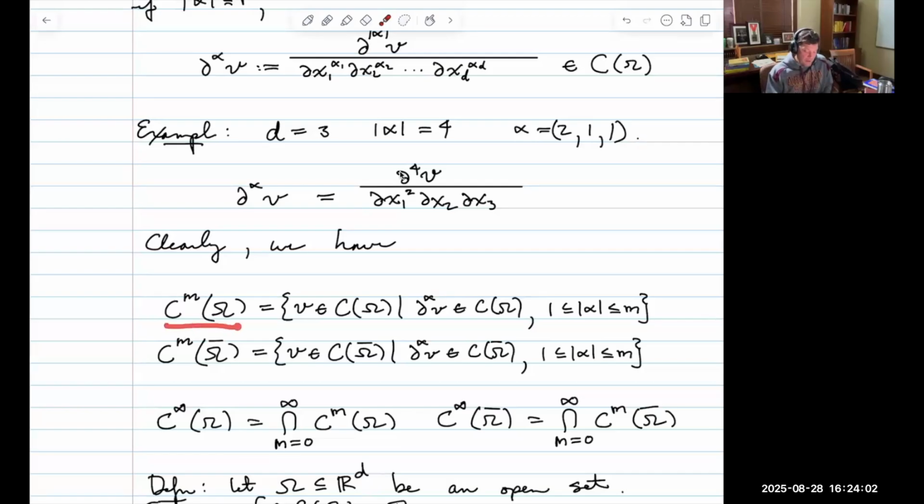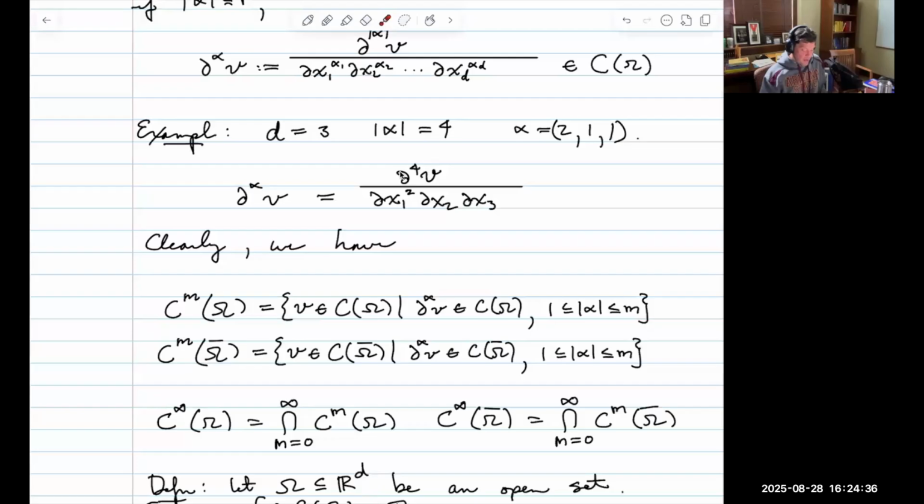For example, if I want to express this space C^m quickly and easily, I can say that's a set of all functions v that are continuous, such that all the alpha partial derivatives of v are also continuous for all orders from 1 up to m. Now, why did I start at 1 instead of 0? Well, I've already expressed the fact that v is continuous, and the 0th order partial derivative is simply the function itself.